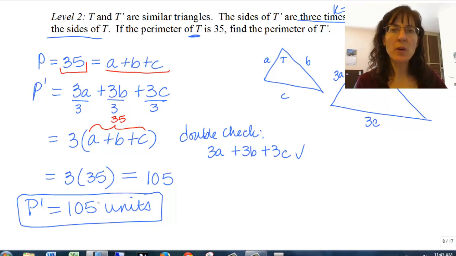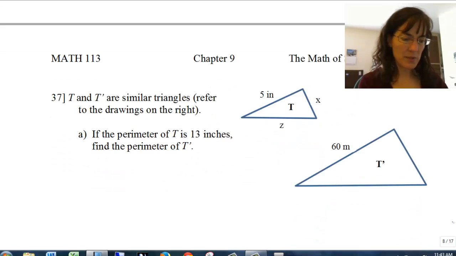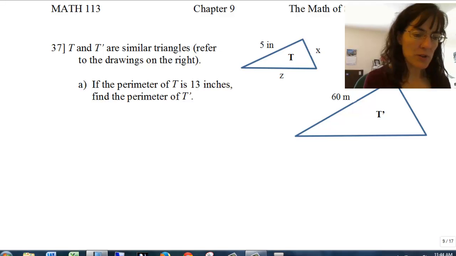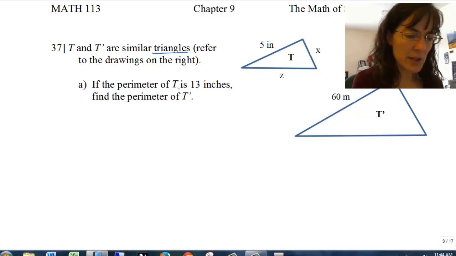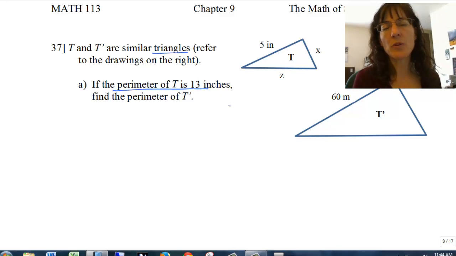All right, so I want to go back over these last examples and see if we can see a pattern there, because if we can find a pattern, that's going to help us with these subsequent problems. So I have T and T prime are similar triangles, and you can see that in the drawings here. If the perimeter of T is 13 inches, find the perimeter of T prime.